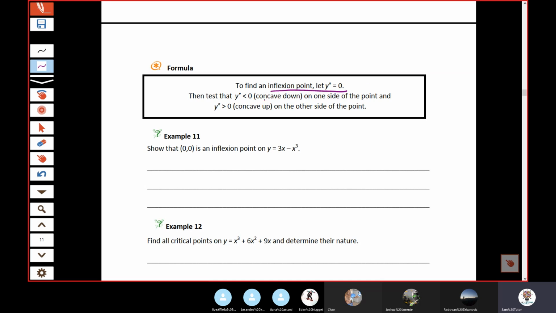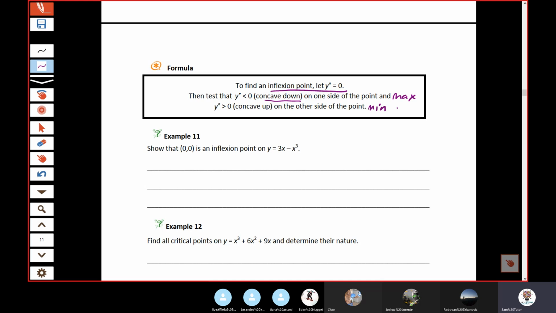How do we show something's concave down, which means it is a maximum? y double dash less than 0. How do we show something's concave up, or a min? y double dash greater than 0. So don't mix up minimums and maximums with y dash. It's y double dash. Cool.